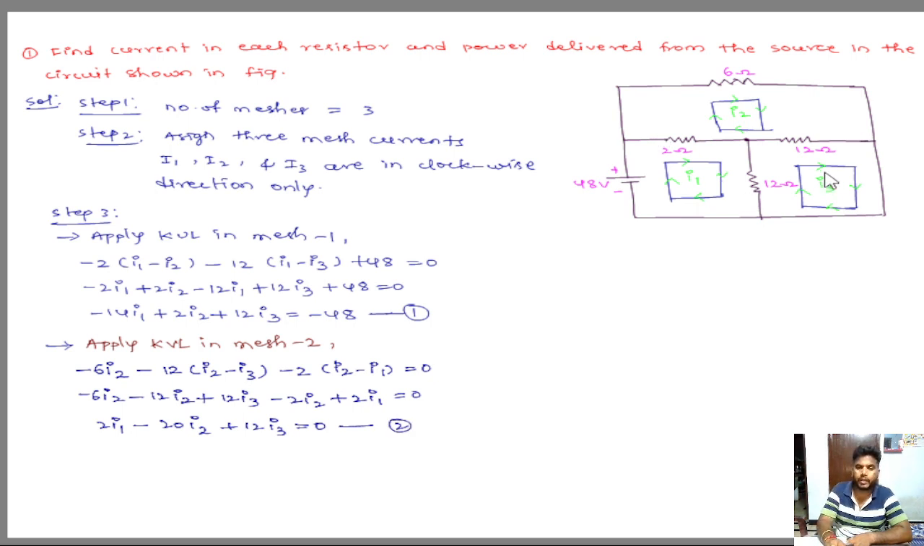Next, apply KVL in mesh 3. Only two resistors are connected in mesh 3.